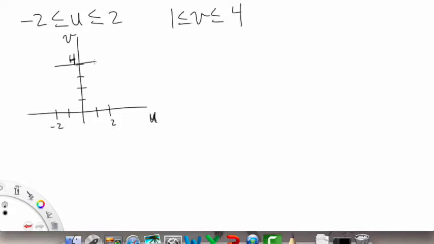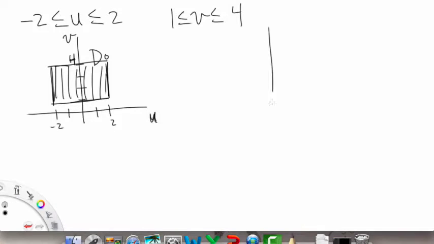Okay, so we have basically a rectangle being formed, and this is our D naught. All right, so everything in here, that's our domain, D naught. Okay, and then what this actually looks like in the XY plane, I'll just sketch out real quick here.